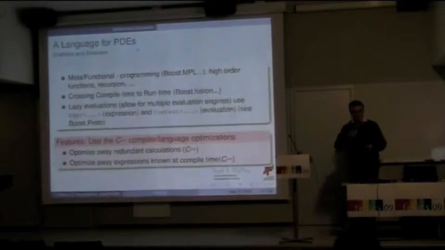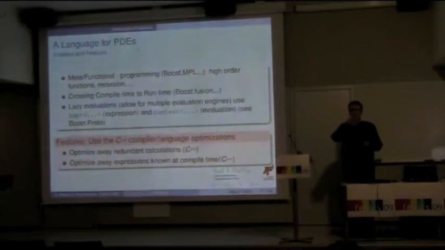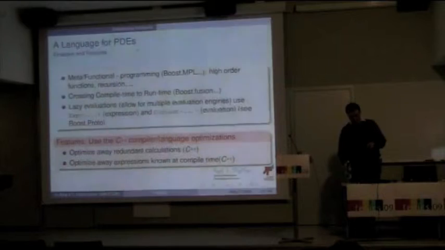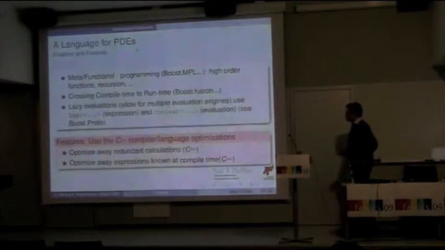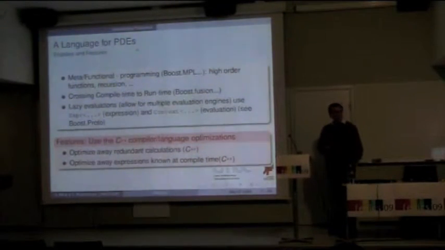Can you give an example of a redundant calculation that you're letting the C++ compiler do away with? Typically, if you have one sub-expression which is present several times in different parts. Common sub-expression elimination? Yeah, typically that would be that.